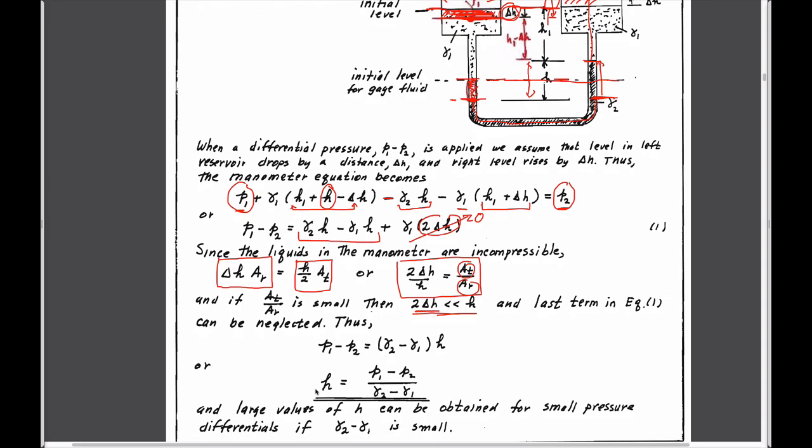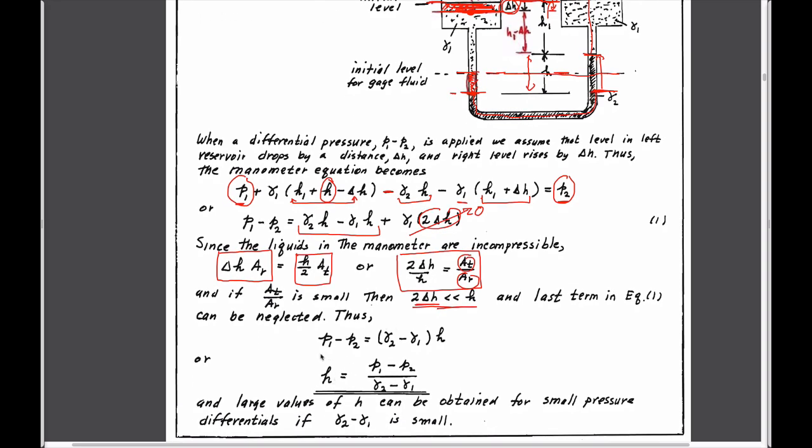And so just by rearranging this after we've neglected this last term, we can get the height change as a function of the two pressures and the function of the unit weight difference between the fluids. And so long as the fluids have different unit weights, we can measure this and we can calculate exactly what the pressure differential is quite accurately between them.